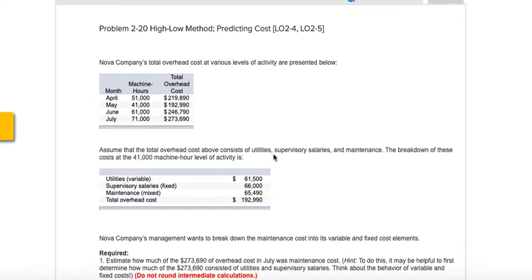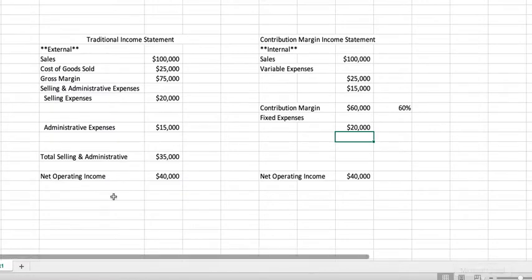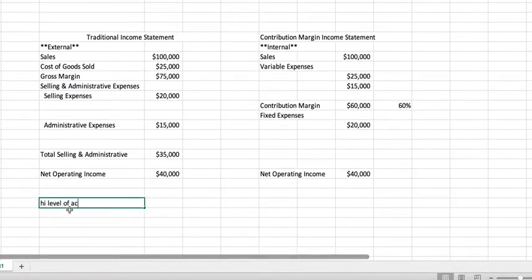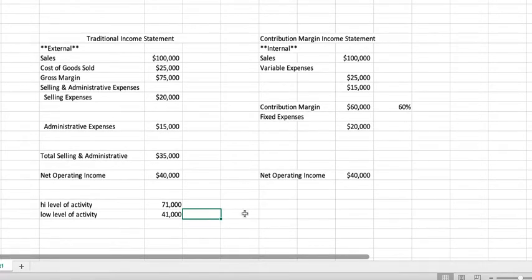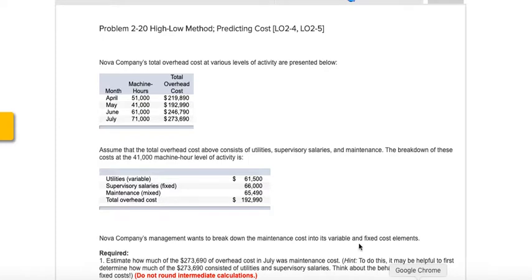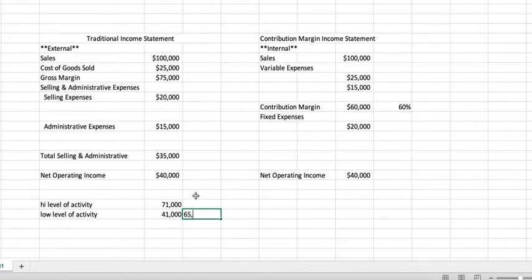So now what we do is the high-low method. And it talks about this in your book. There's an example you can follow. What we do is we take the high level of activity, which is 71,000, and we take the low level of activity, which is 41,000, and then we take the cost of the mixed component that we're trying to break down, and at 41,000 we know that it's $65,490. And then we go figure out what it was at the 71,000. So that's what you have to do in your homework.